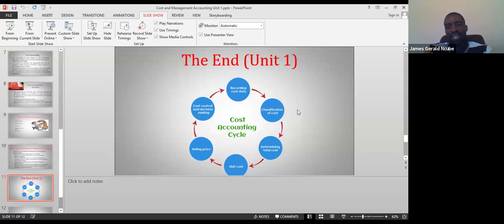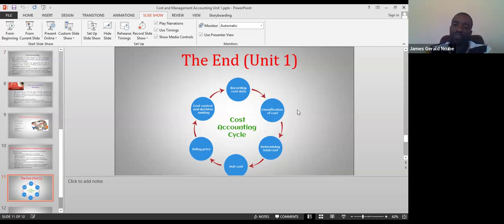Then we go to classification of cost. Cost must be classified according to the different categories that we have. There are different ways of classifying. Of course, we can classify maybe according to behavior, whether these are fixed or variable, or there are different ways of categorizing our costs. Then we determine the total cost now. We are now aggregating all the costs to come up with total cost.